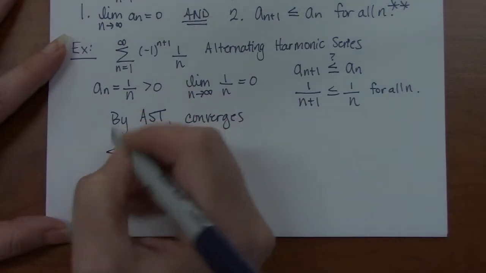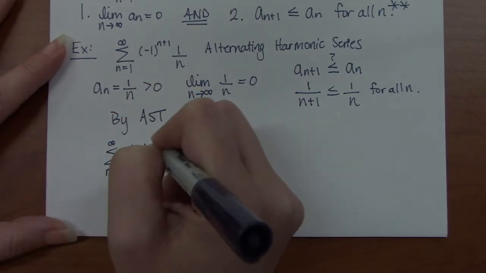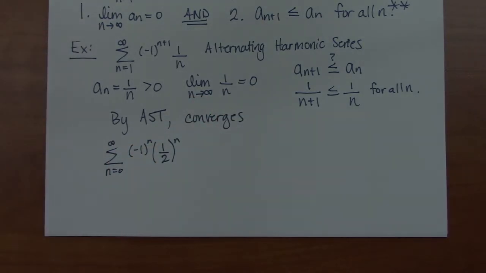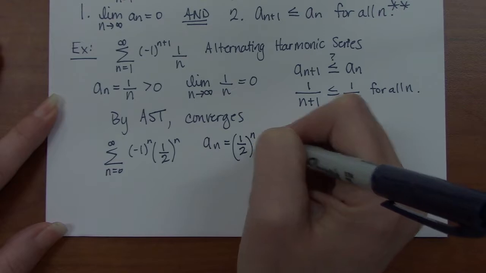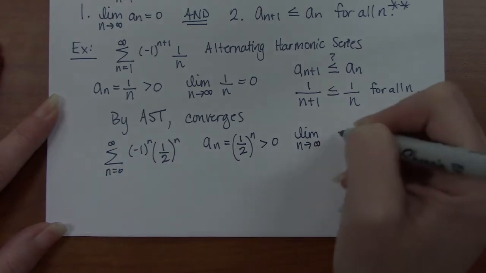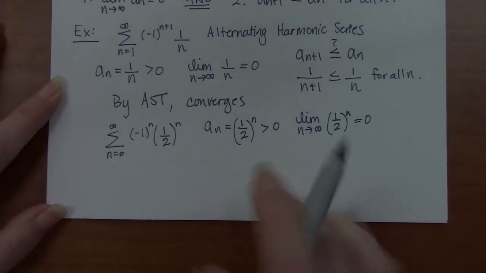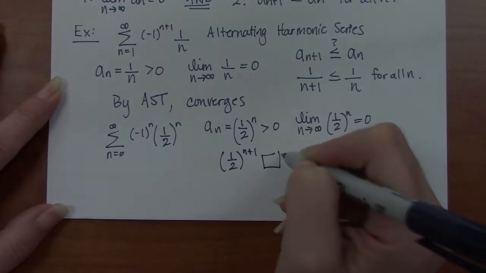So we just looked at this series above. We said this is the alternating geometric series. We know this converges because it's a geometric series, but we could also apply the alternating series test. Here, your a sub n term is just 1 over 2 to the n. That's going to be positive. The limit as n goes to infinity of 1 over 2 to the n is in fact 0. But are the n plus 1 terms getting smaller?